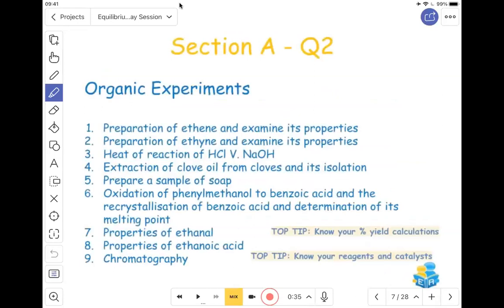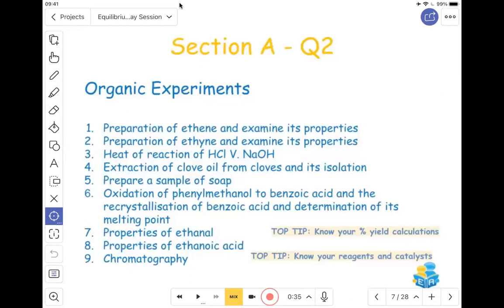Question two then is your organic chemistry experiments. And these are definitely ones that you should know very well. There's a lot of small details in them that need to be known, and a lot of tips and tricks for those. Again, that's gone through on the ExamRevision website, so you should maybe have a look on there. And if we go through them, number one and number two, it's ethene and ethyne, and examine their properties. So you should be very, very familiar with that experiment there. These are the two easiest organic chemistry experiments that we have in our course. So it would be worthwhile taking a look at those.